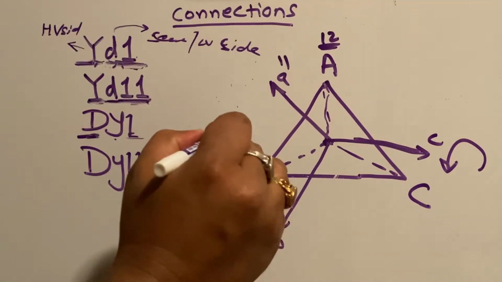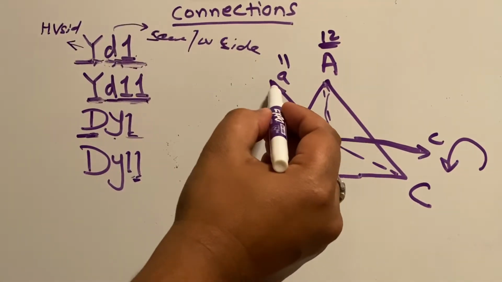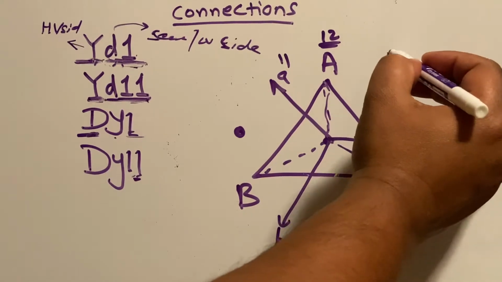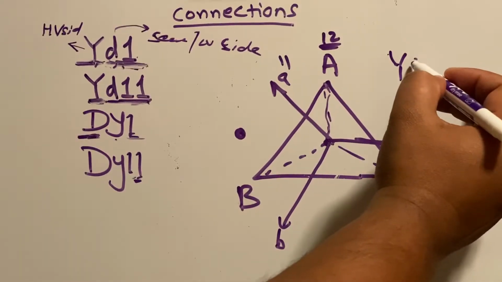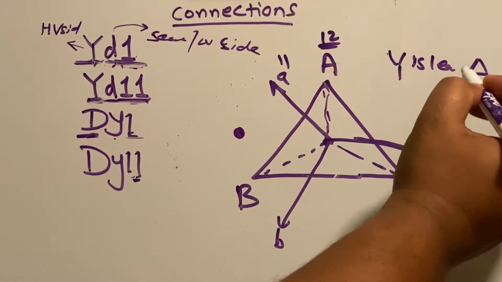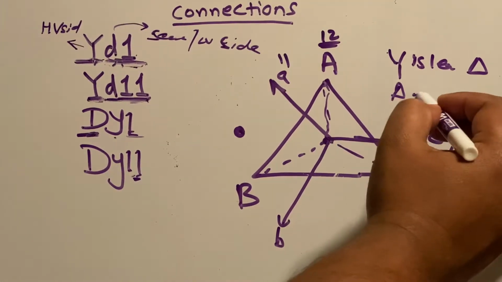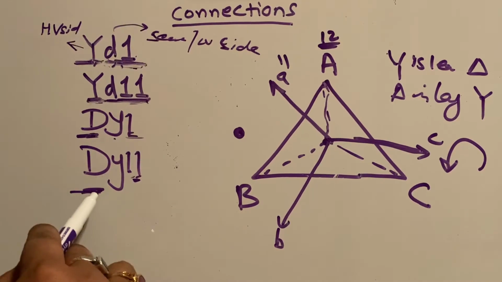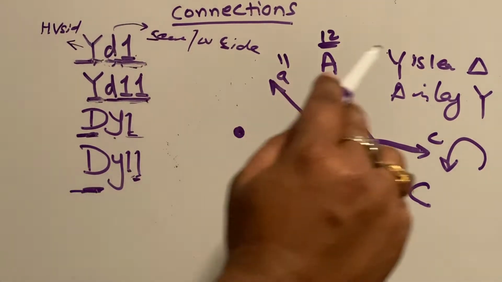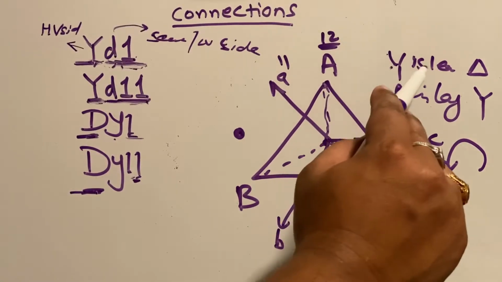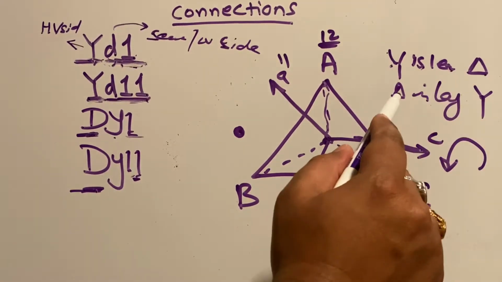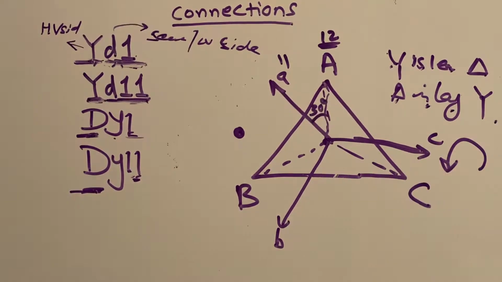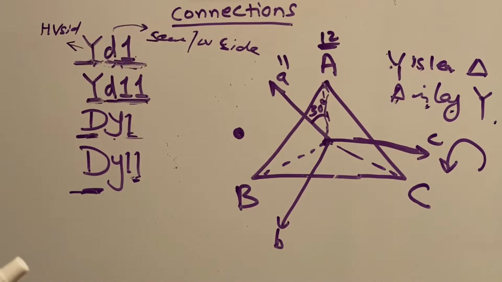Taking your dot point here, you see now the star is leading delta, or delta is lagging star. Since delta is the primary winding, secondary is leading primary, or primary is lagging secondary. Phase angle is 30 degrees between the two.